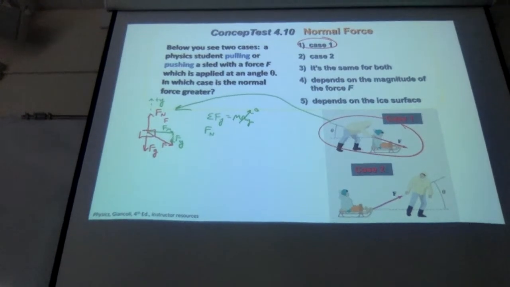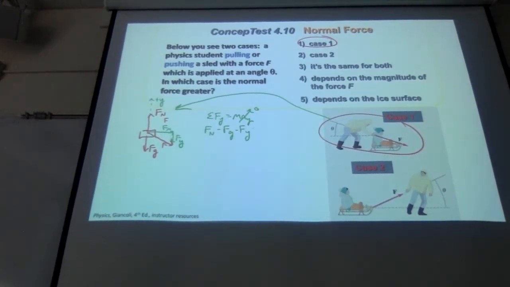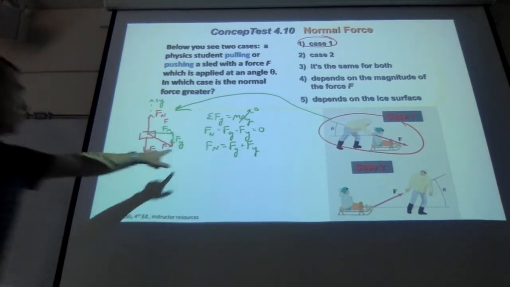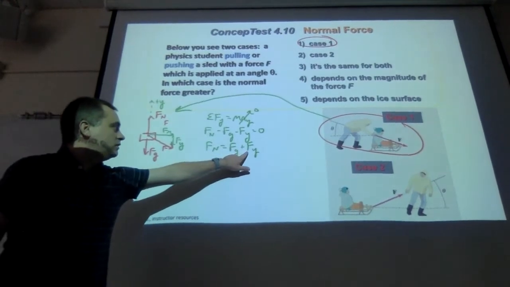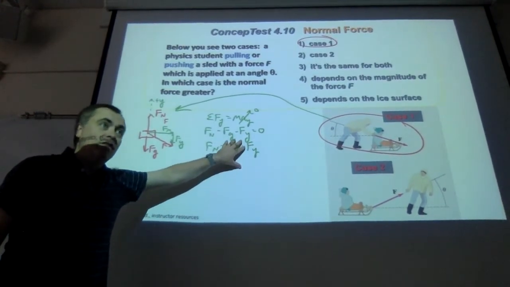All right? So if we write those out, I've got minus Fg minus Fy equals 0. And then Fn equals Fg plus Fy. It's not just supporting the weight, it's supporting some of that downward force as well. So it's more than the weight.